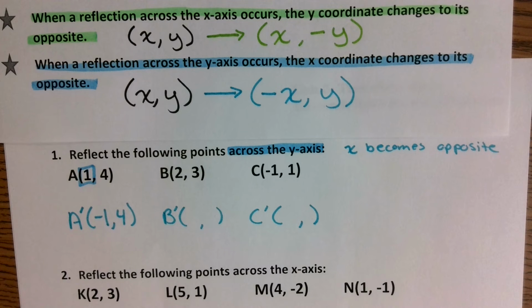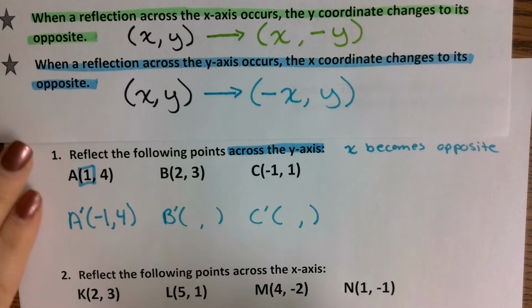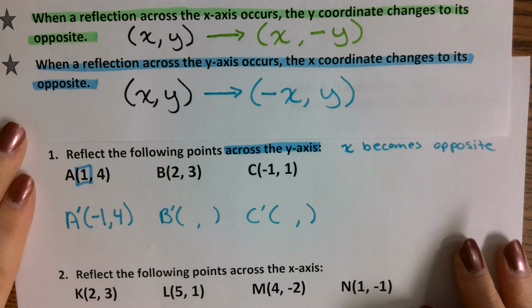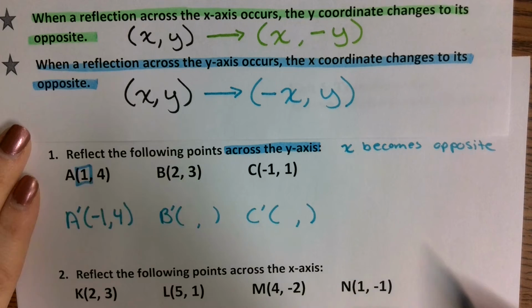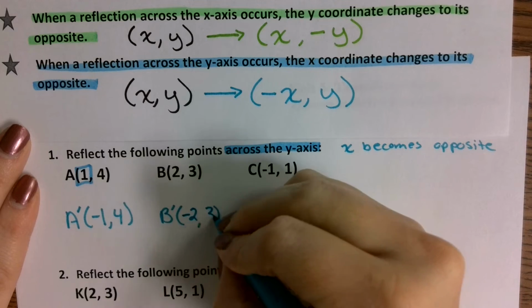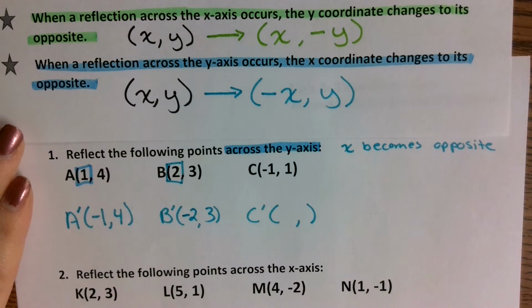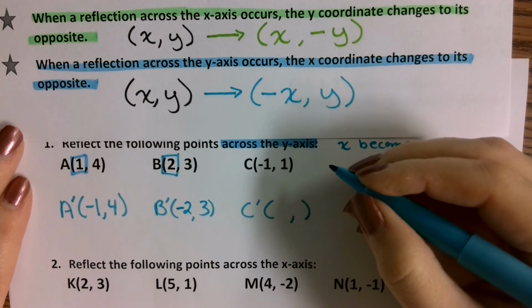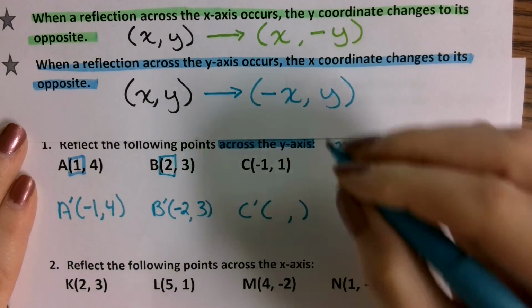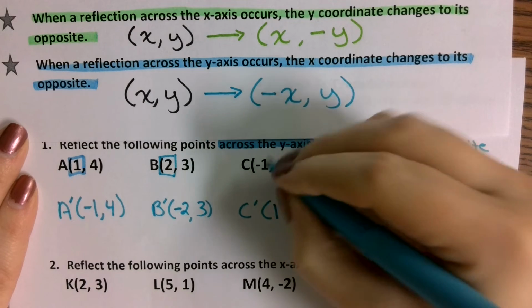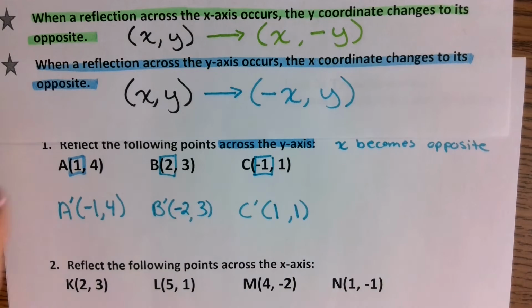All right, so B prime. Jimena, what did you get for B prime? Negative 2, 3. Again, all that's going to be affected is the x-coordinate. What about for C prime, Valentina? Positive 1, positive 1. It's just going to be the x value that is affected. That's the only thing that changes.